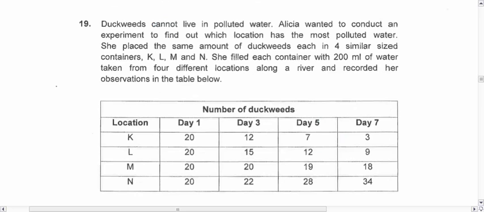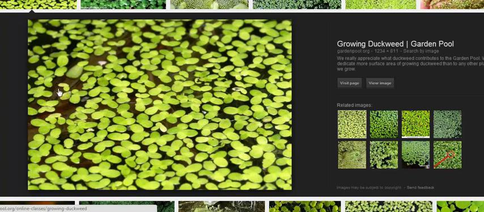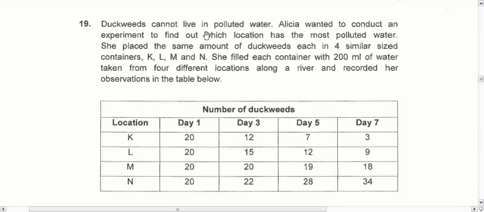Now number 19, duckweed cannot live in polluted water. So some of you are asking what is duckweed, so I'll just very quickly show you a picture of a duckweed. Basically this is a picture of many duckweeds. So duckweeds are very small, tiny plants that float on water. So it's a water plant, but it's a floating water plant.